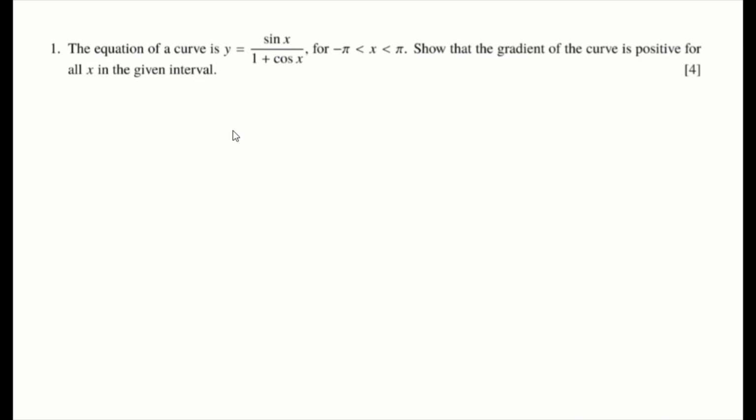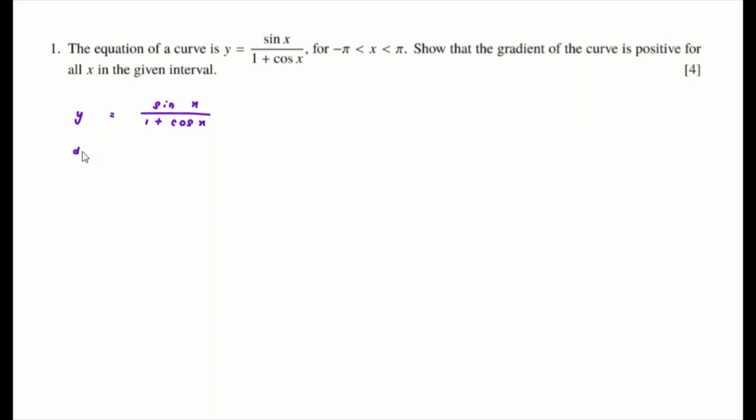The equation of a curve is y equals sine x over 1 plus cos x, given the interval from negative pi to pi. Show that the gradient of the curve is positive for all x in the given interval. So we might need to find the gradient function first, by doing the differentiation. In this case, we might need to use the quotient rule. So let's copy the equation first: y equals sine x over 1 plus cos x.